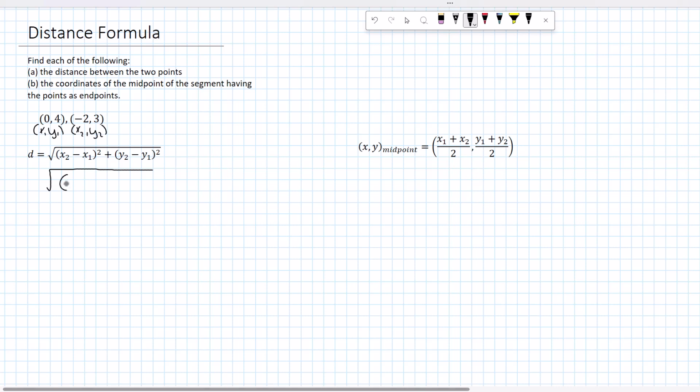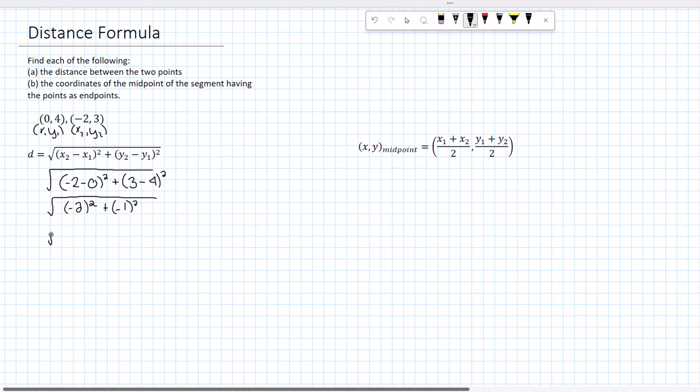x sub 2 is -2 minus x sub 1 is 0, squared, plus y sub 2 is 3 minus y sub 1 is 4, squared. Now we're going to keep simplifying here. -2 plus 0 is -2, squared, plus 3 minus 4 is -1, squared.